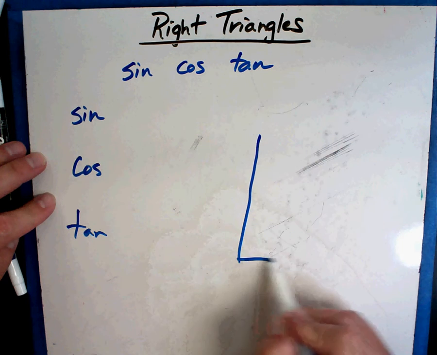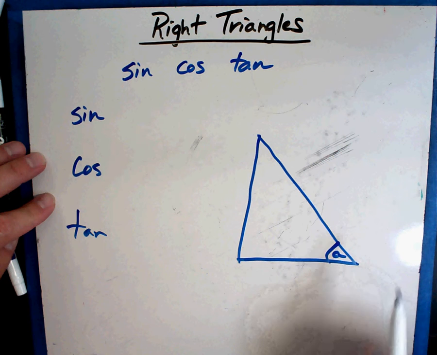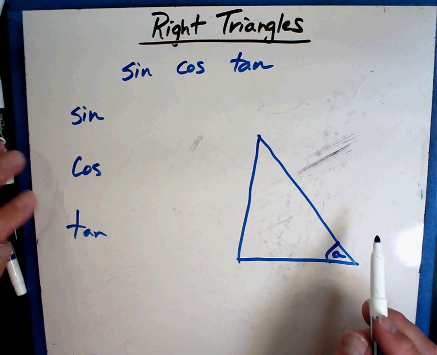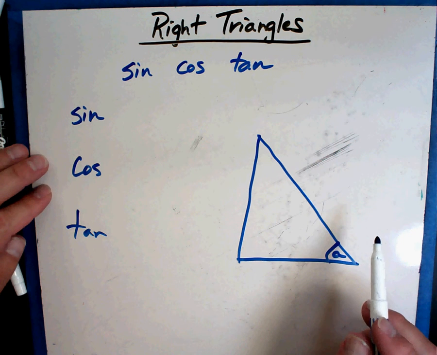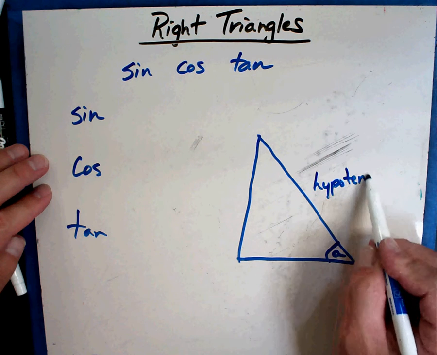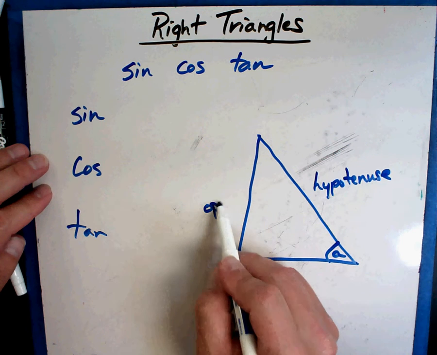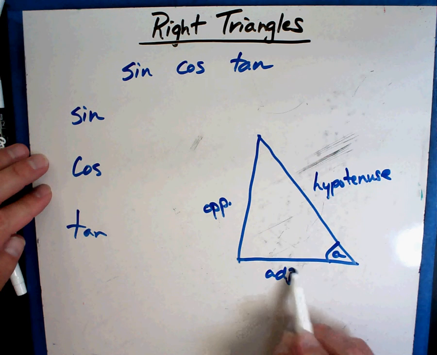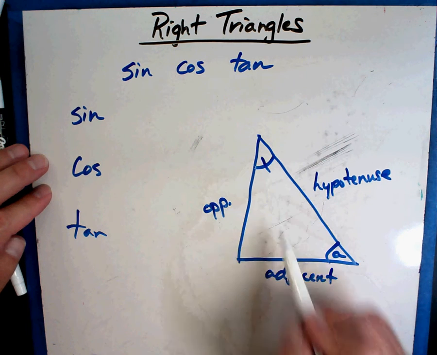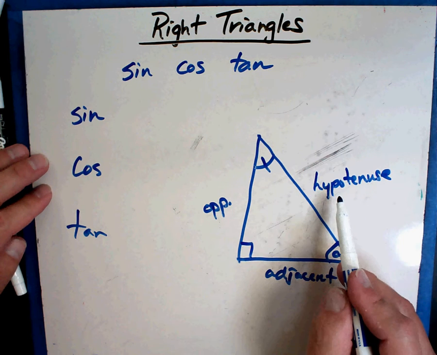In a triangle such as this, I'm going to take this angle right here, angle A. If I'm going to figure out what are called sine, cosine, and tangent, first, this is called the hypotenuse. From this angle, this is called the opposite, and this is the adjacent. If I were talking about this angle, then this one's the opposite, and this is the adjacent. The hypotenuse is always the longest side.